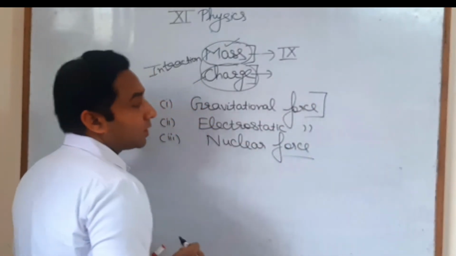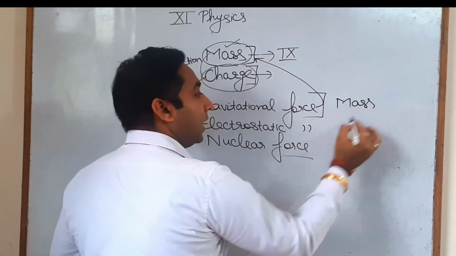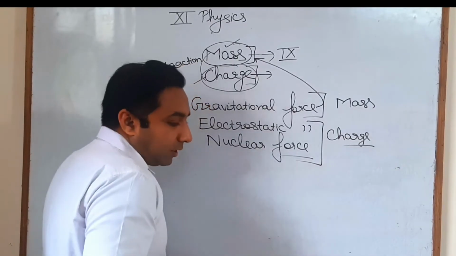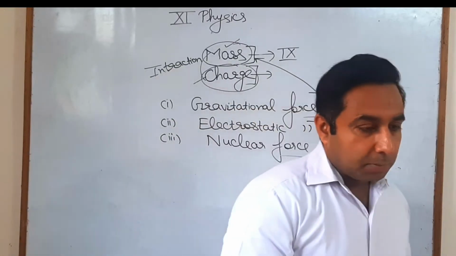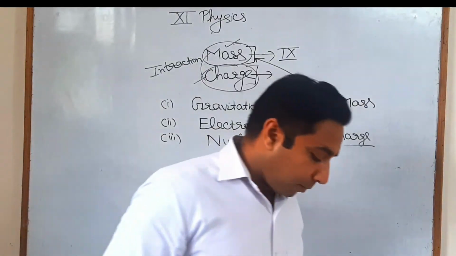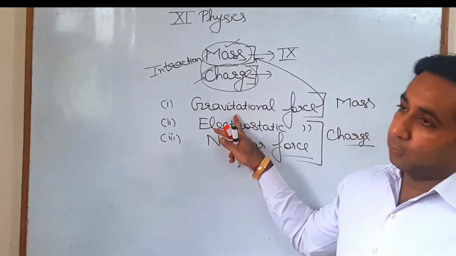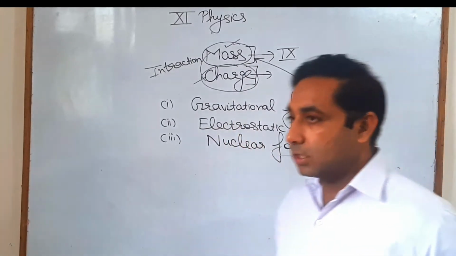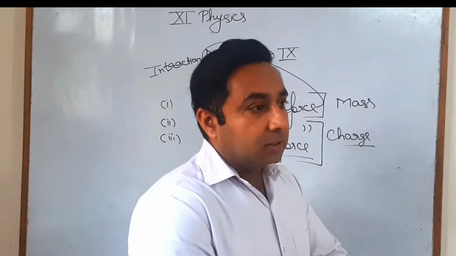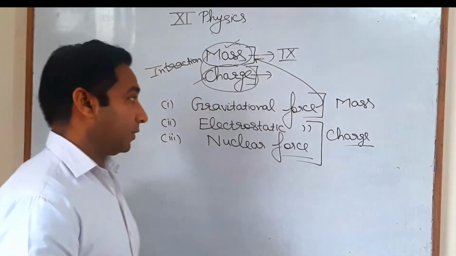The first force, the gravitational force, is due to the masses, and the next two forces are due to the charges. So I have already explained the forces. The body's interaction is only due to two basic properties: one is the mass and the second is the charge. Due to the masses, the force is gravitational, and due to the charges, the forces are the electrostatic and the nuclear force. I think you have already learned about these forces in the 9th and 10th standard, because these are simple basic things.